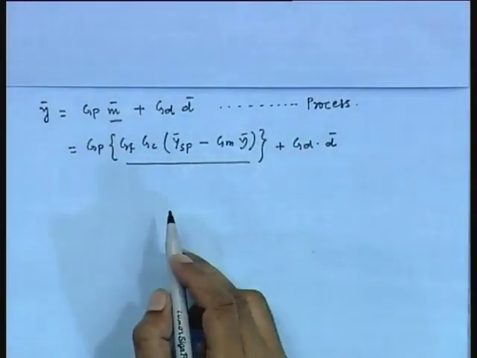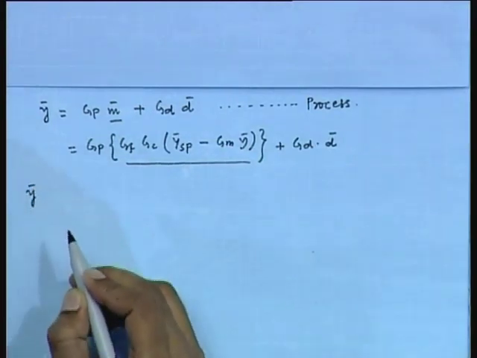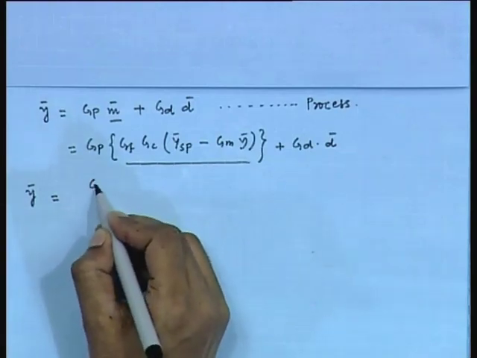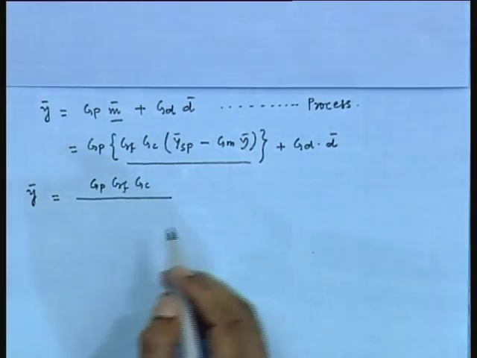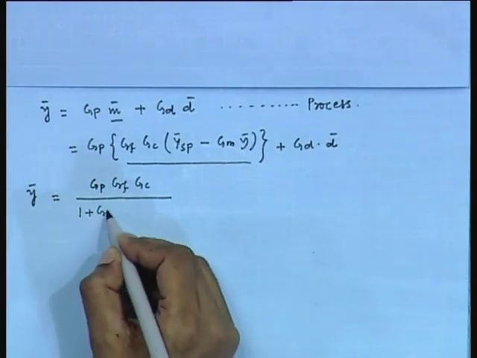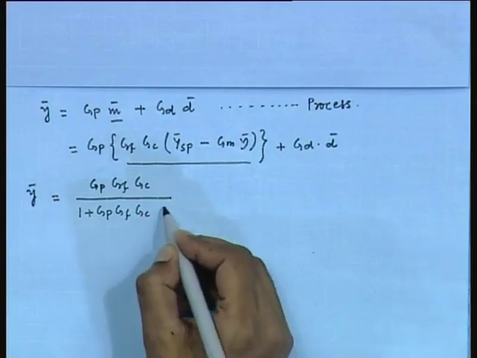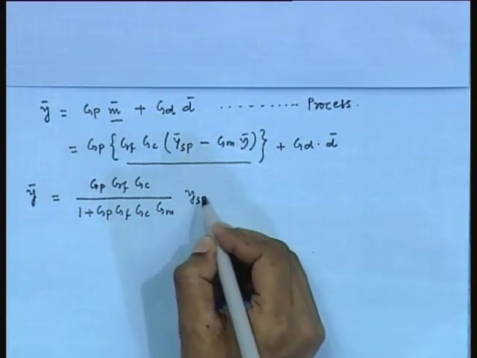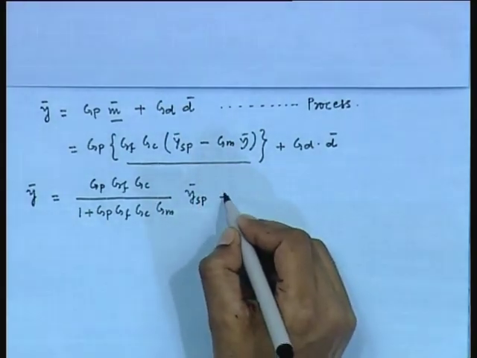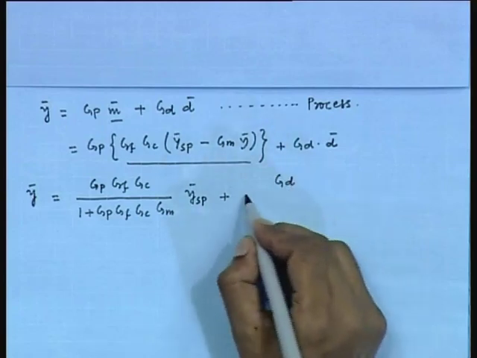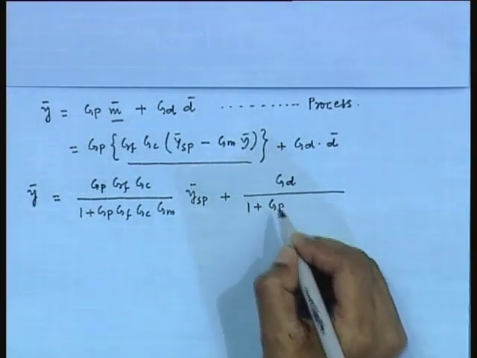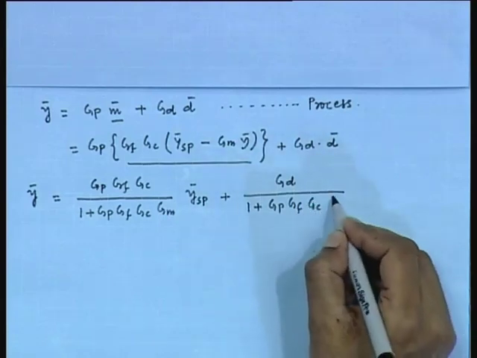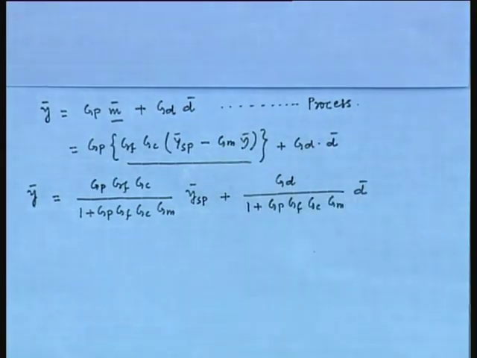Now, if we rearrange this equation, we finally get y bar equals Gp Gf Gc divided by 1 plus Gp Gf Gc Gm, y set point bar, plus the second term, which is Zd divided by 1 plus Gp Gf Gc Gm, d bar. By rearranging, we get this equation.